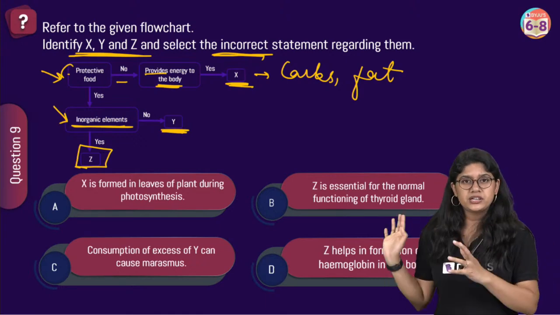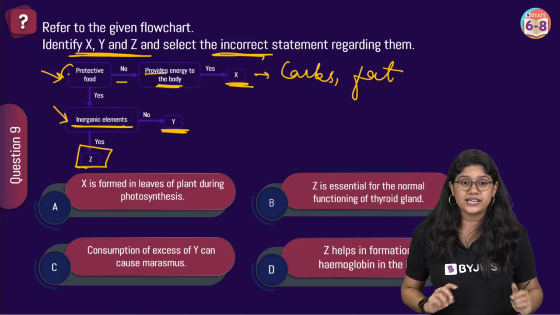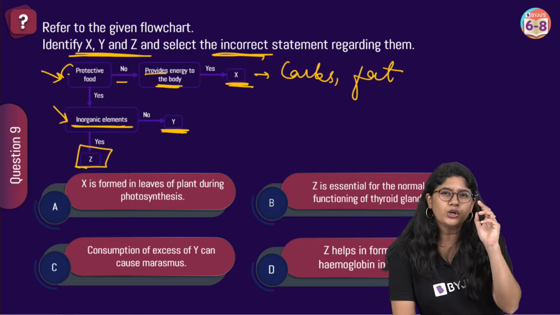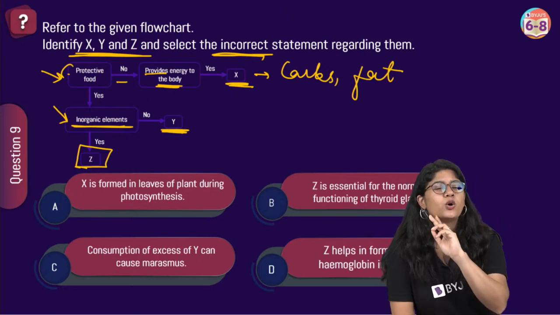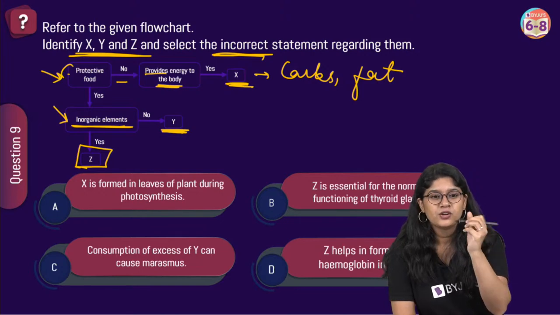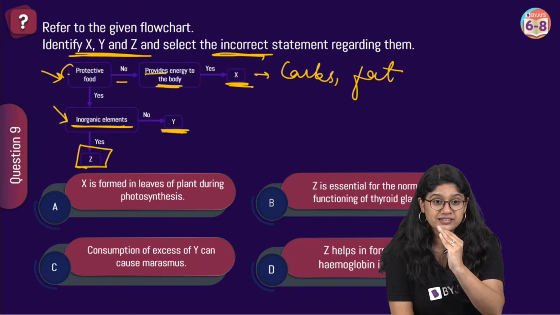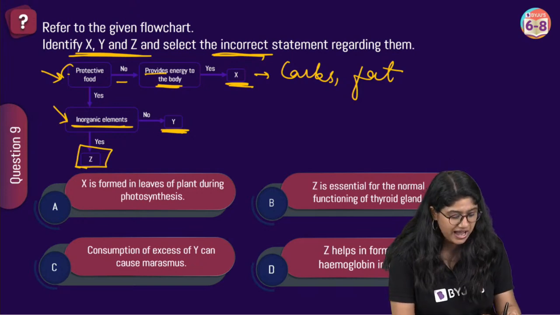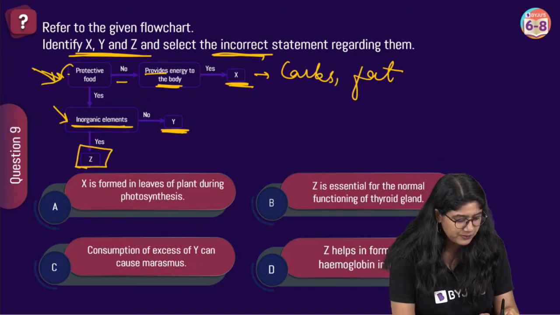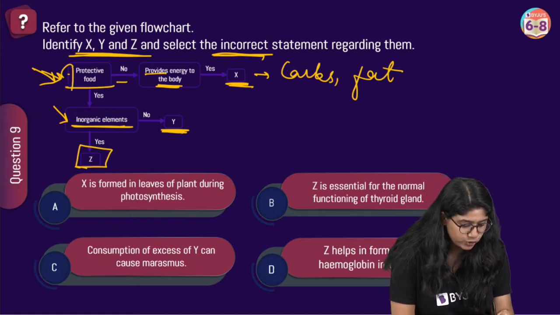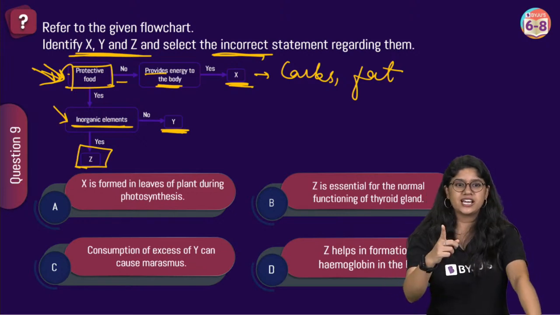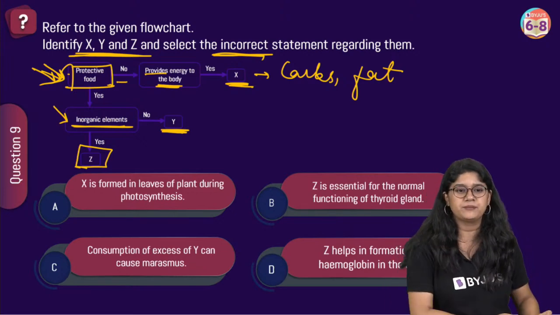So this question is trickier because we have to identify X, Y and Z. See, for example, you must have seen, "I don't want to eat paneer today. Okay, what is the other option? I might eat something like a sandwich." So we say yes or no, right? In that way, we have to find this answer. I know that this particular option is not that clear. We are talking about the protective food. Can you see over here? This is a protective food. If it's not a protective food, we say it gives energy. Yay! It gives energy.